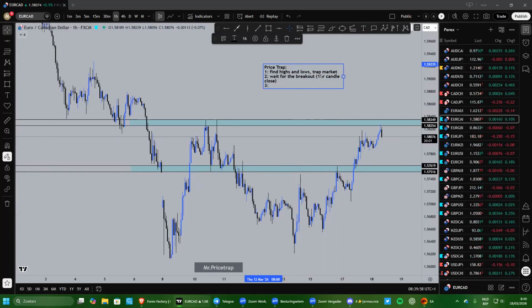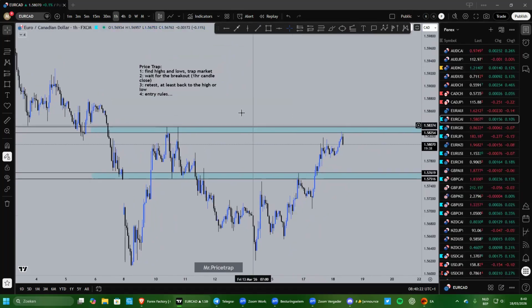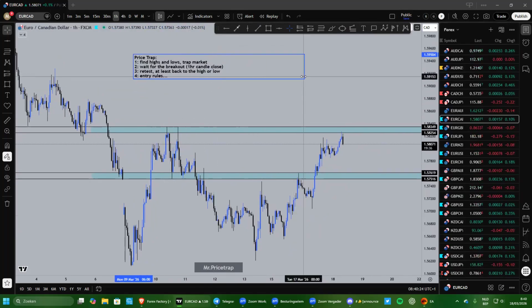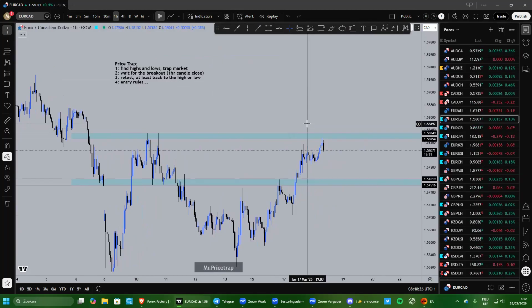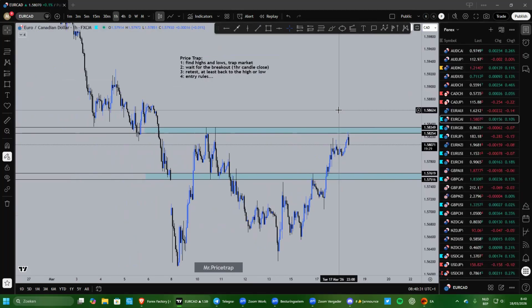Then we have step number 3, and that's looking for a retest, at least back to that broken high or low. And then, of course, determine your entry rules to find your entry. I'm not going to go into detail here. If you want this, you should send me a private message, because we have a community where we go over these things and all that sort of stuff.